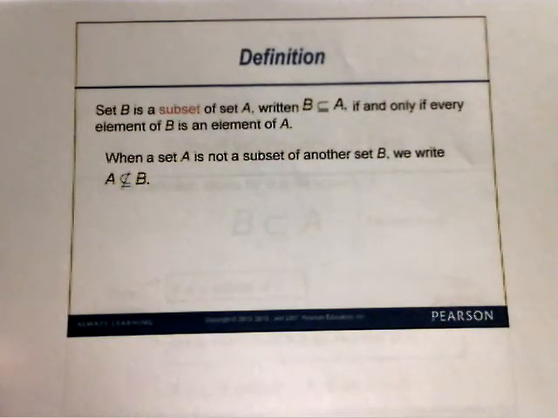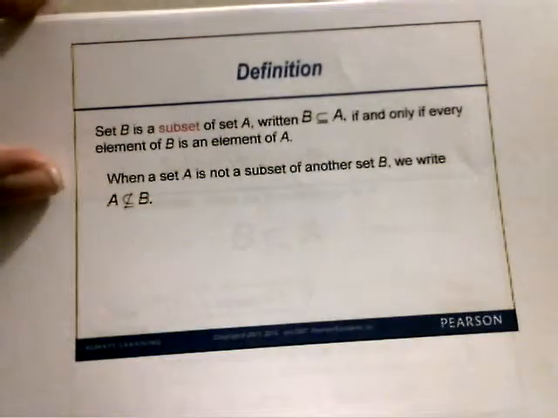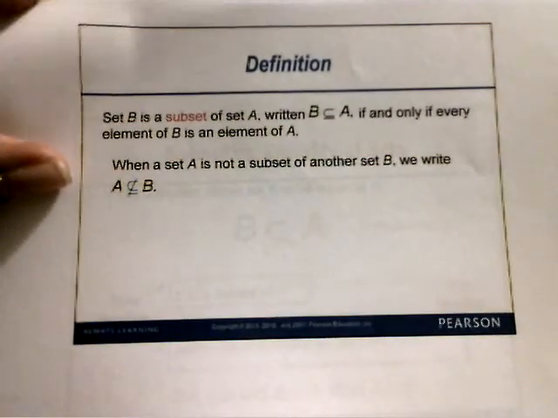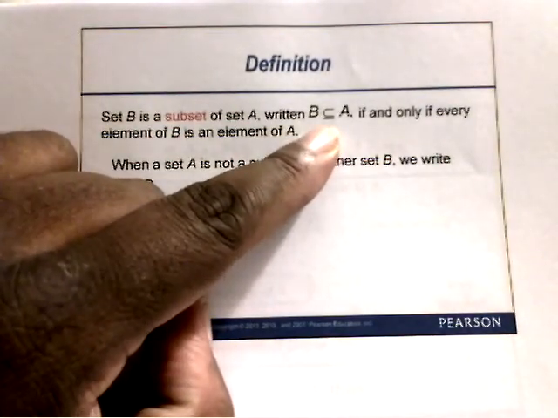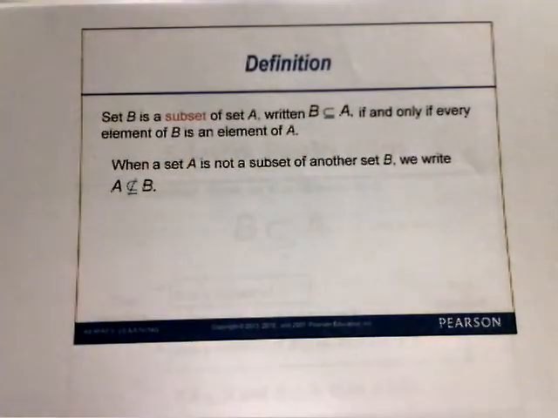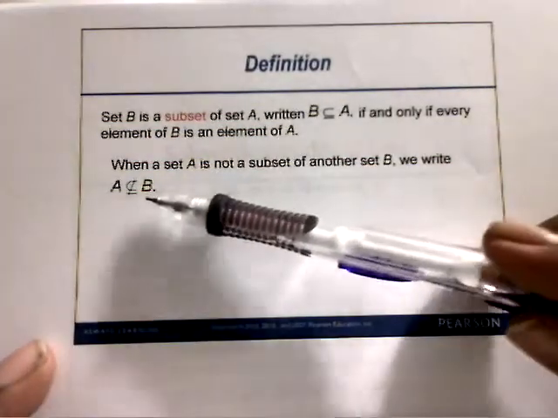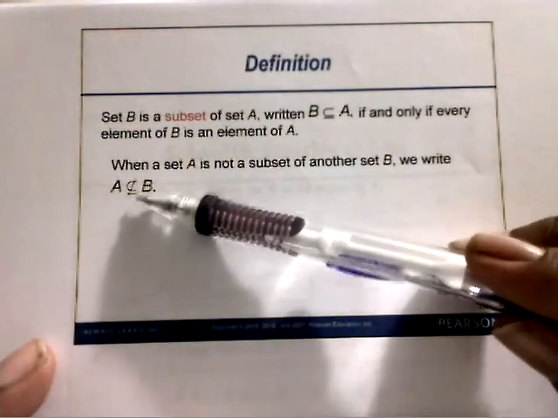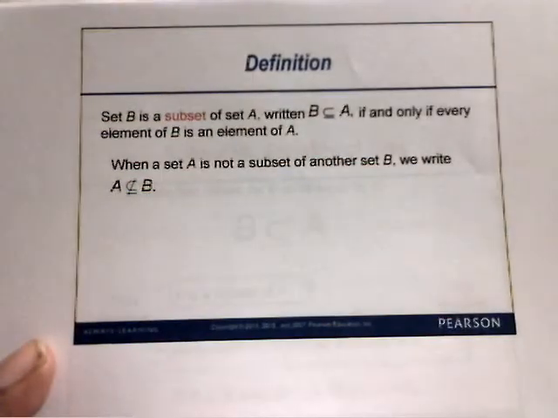We're going to talk about subsets. Set B is a subset of set A, which is written B is a subset of A. That's this symbol right here with a line underneath it. B is a subset of A, and that's if and only if every element of B is an element of A. And if set A is not a subset of another set B, it's going to be that same symbol, but with a slash, meaning A is not a subset of B.